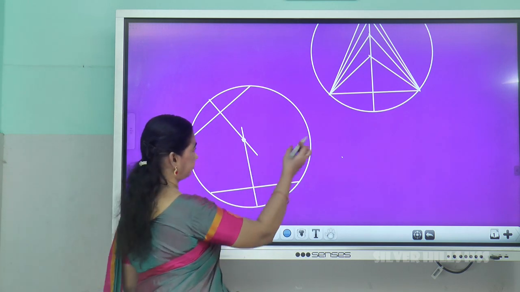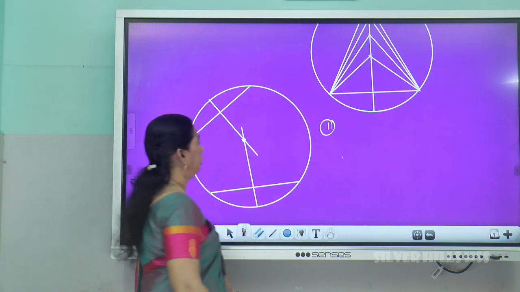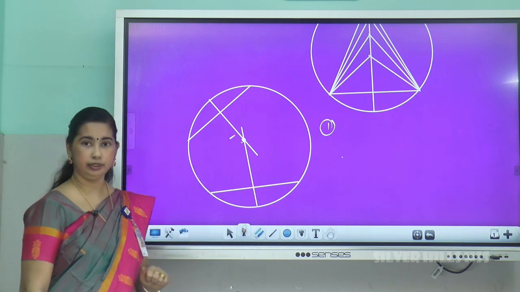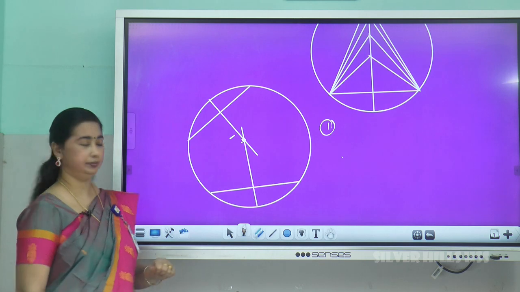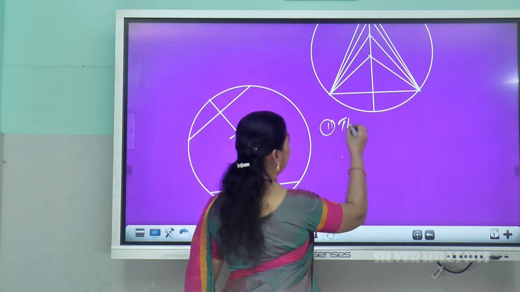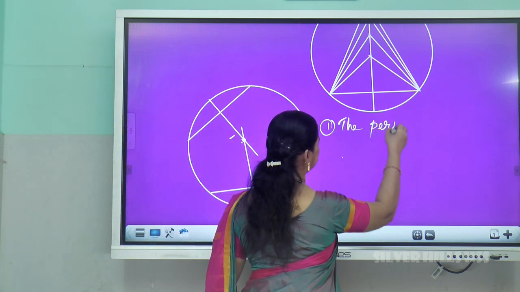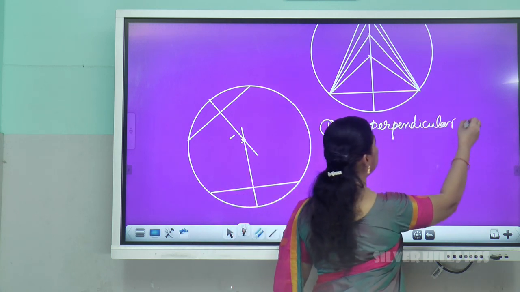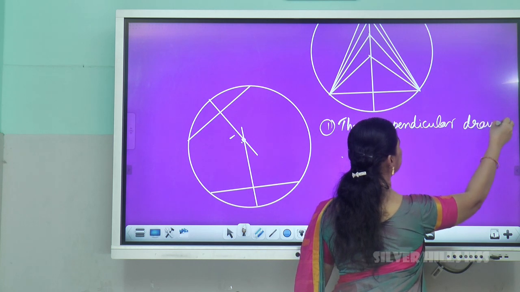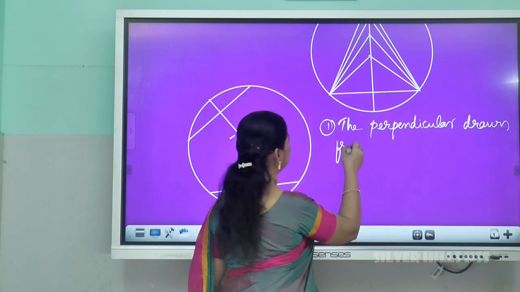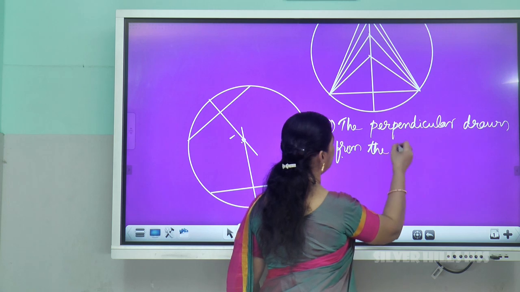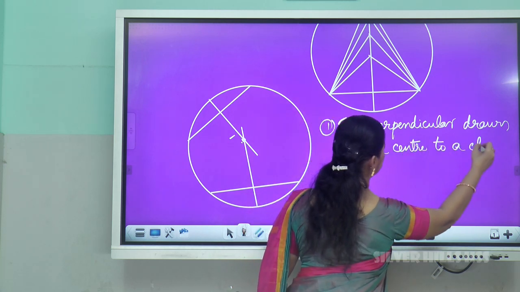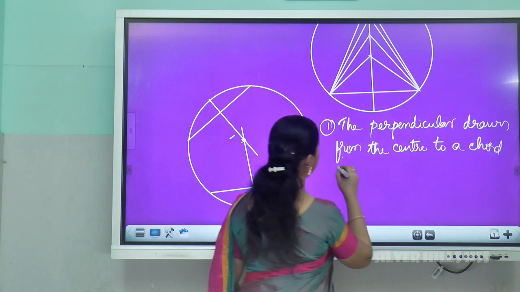First one: the perpendicular drawn from the center to a chord bisects the chord.